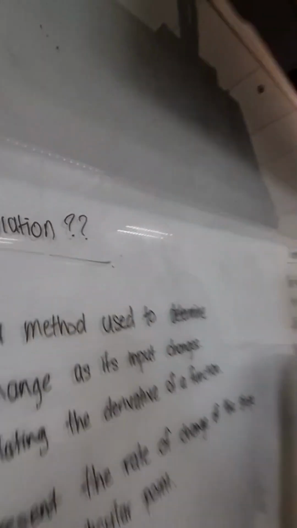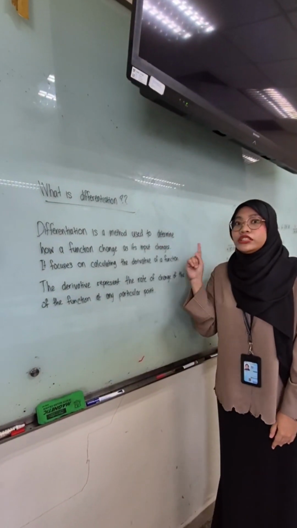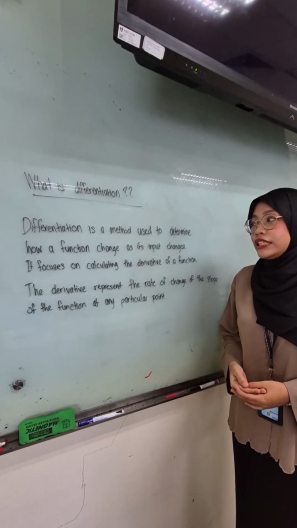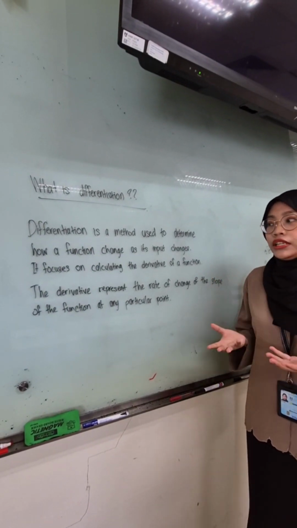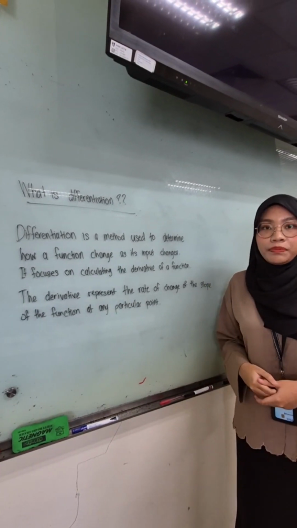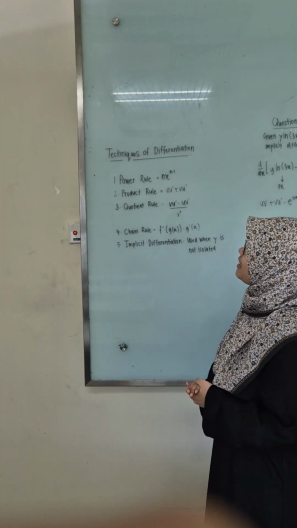What is differentiation? Differentiation is a method used to determine how a function changes as its input changes. It focuses on calculating the derivative of a function. The derivative represents the rate of change, or the slope of the function, at any particular point. So, what are the techniques of differentiation?